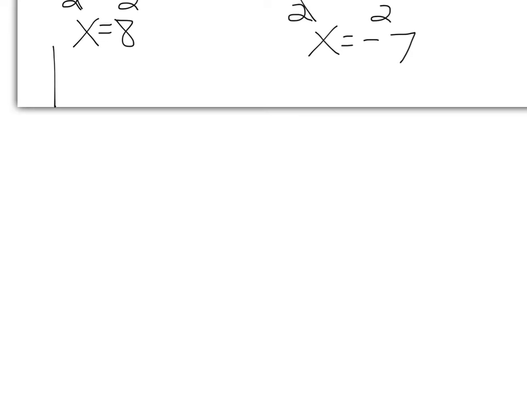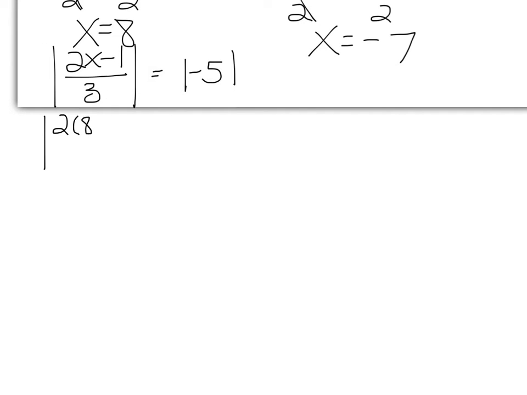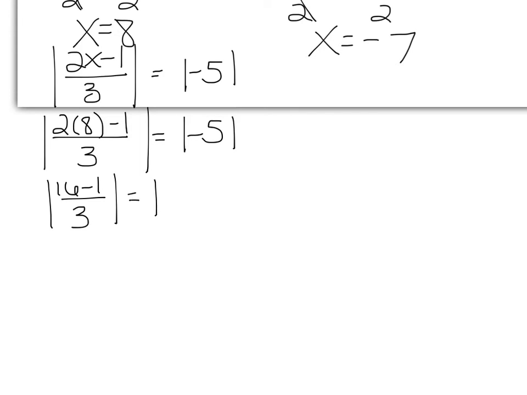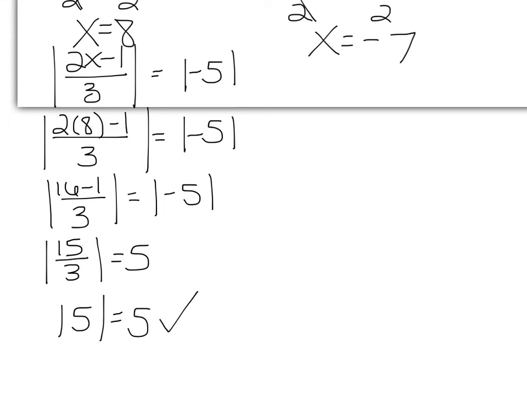So the original problem says the absolute value of 2x minus 1 over 3 equals the absolute value of negative 5. So this is the absolute value of 2 times 8 minus 1 over 3 equals the absolute value of negative 5. So that's the absolute value of 16 minus 1 over 3 equals the absolute value of negative 5, which is the absolute value of 15 over 3 equals 5, which is the absolute value of 5 equals 5, which is true. So x equals 8 is true.